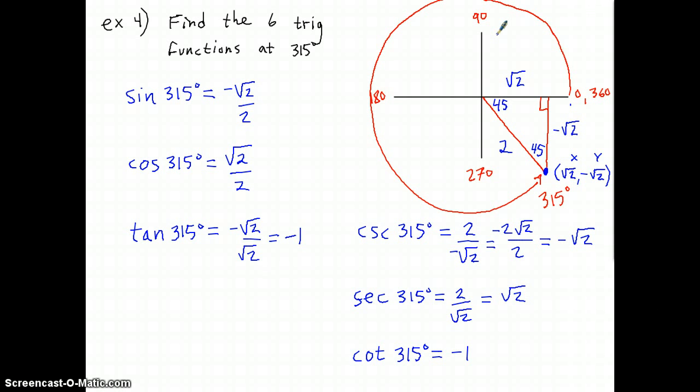The reason why I like using a hypotenuse of 2 is because it tends to work out a little bit more nicely that way. I don't have to deal with fractions and inverting and multiplying and whatnot. Okay?